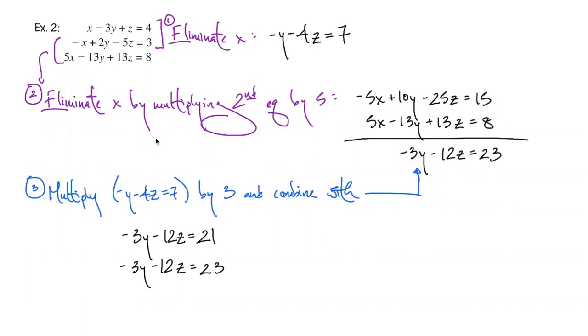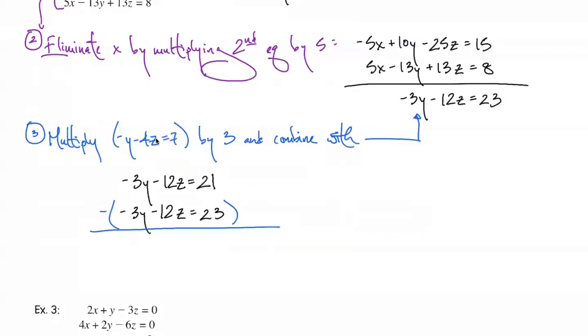And I'm going to be really careful to subtract here, right? Because the goal of subtraction is to get rid of one of the letters. All right, so negative 3y plus 3y gives you 0. Negative 12z plus 12z also gives me 0. So on the left-hand side, I have 0. What do I get on the right-hand side? Yeah, 21 minus 23 gives me negative 2.